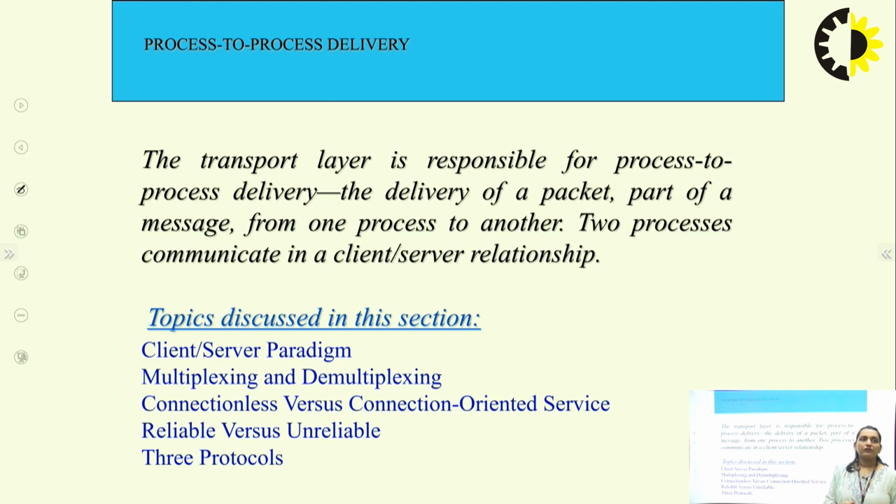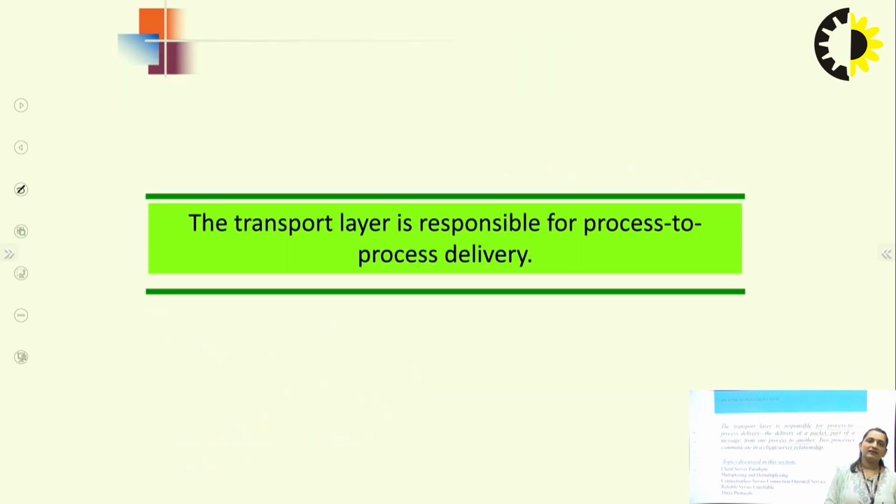Then there is process to process delivery. The responsibility of process to process delivery is the delivery of the packet, part of the message, from one process to another. Two processes communicate by using a client server relationship. The client is the sender, and the server is the receiver or destination. So the responsibility of the transport layer is process to process delivery.